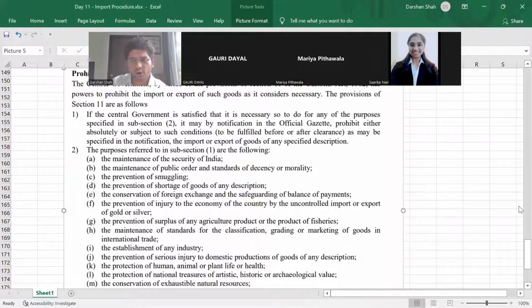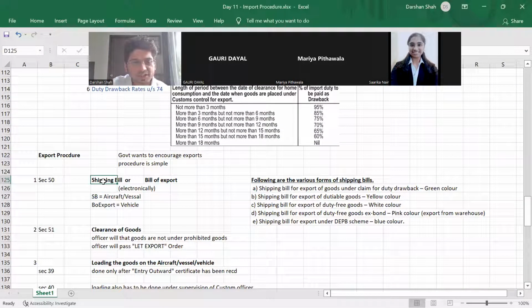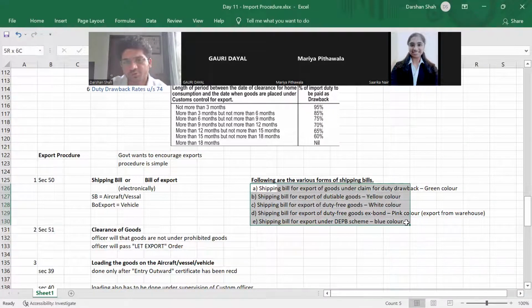All right. And also guys, in export procedure, the first step was to submit a shipping bill. Your college professor has given different types of shipping bills: green color, yellow color, white color, pink color, and blue color shipping bill. Just learn which kind of shipping bill is for what purpose. If you want to claim duty drawback, you will submit the shipping bill in green color. If you are exporting goods which are dutiable, taxable, you will submit a yellow color shipping bill.